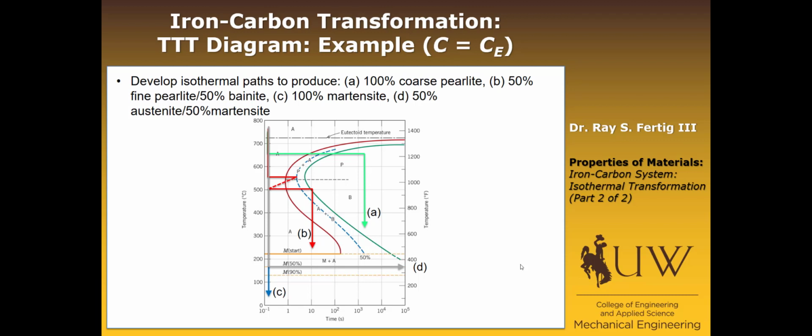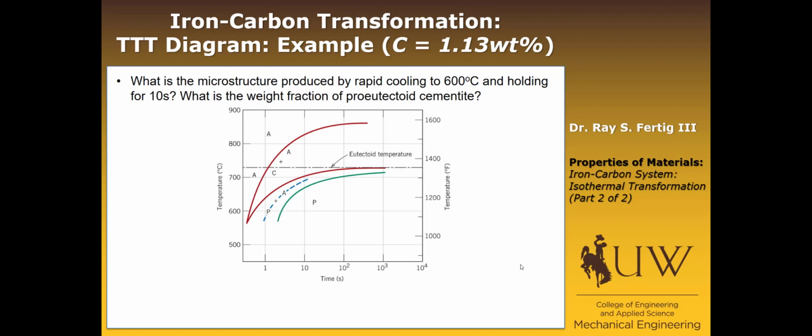So those are the four representative example problems of how to use this time temperature transformation diagram. I want to also remind you that this particular diagram was created for a composition equal to the eutectoid composition, so 0.76 weight percent carbon. It's possible to look at a time temperature transformation diagram that is away from the eutectoid composition.